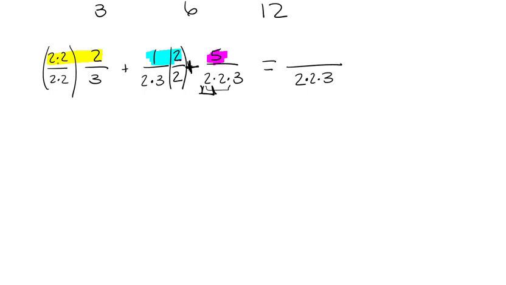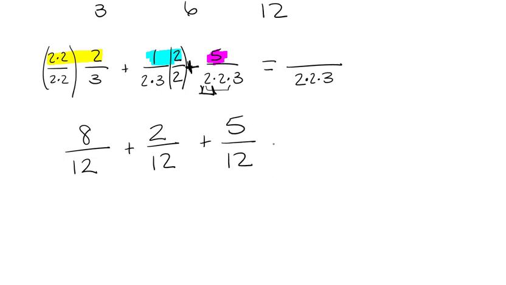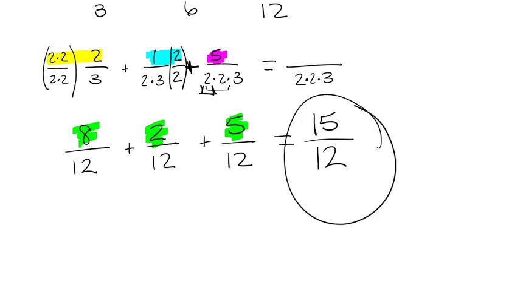Now let's go ahead and do that. So 2 times 2 is 4, times 2 is 8, 2 times 2 is 4, times 3 is 12. Next we have 1 times 2, which is 2, 2 times 3 is 6, times 2 is 12, which is what we should be getting. Then we have 12 here, and just keep it as 5. So now we can go ahead and add. So when we add just the top numbers together, 8 plus 2 is 10, plus 5 is 15, and then we keep our common denominator. So we have 15 over 12.